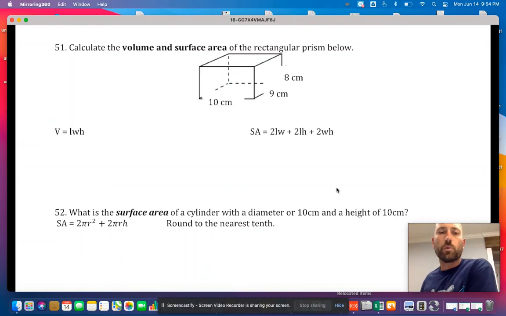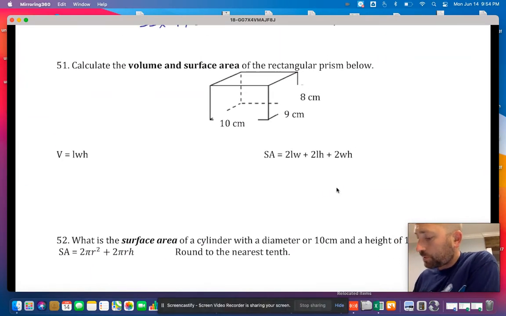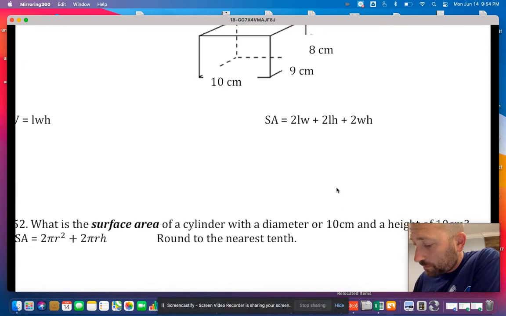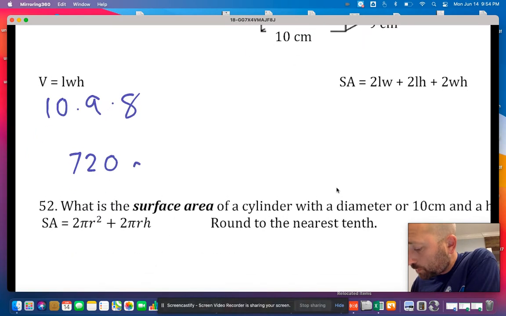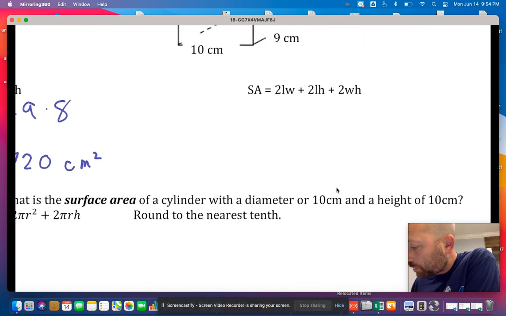Okay, here's 51 through 60. First one is looking at a rectangular prism. Volume is easy. It's 10 times 9 times 8. If you multiply those all together, you get 720. Just make sure we're putting their units, which is centimeters cubed.